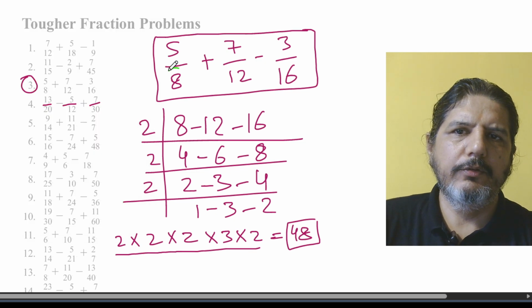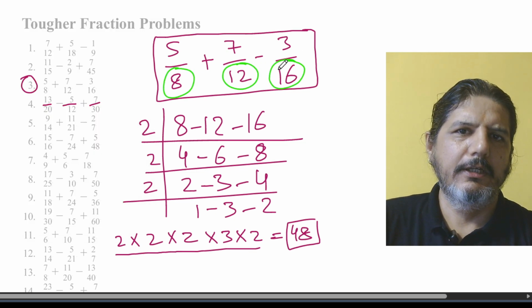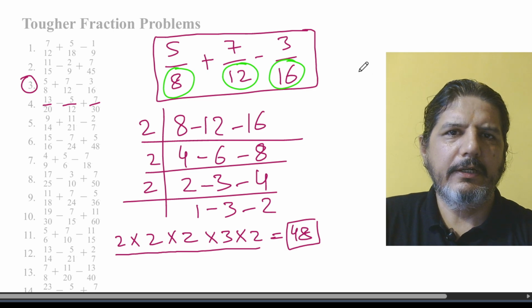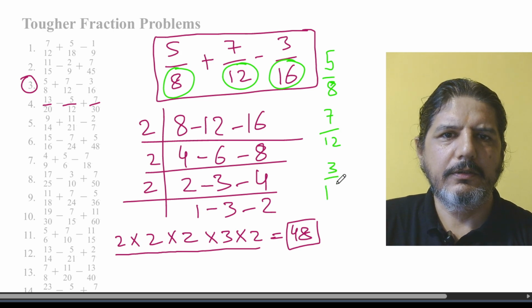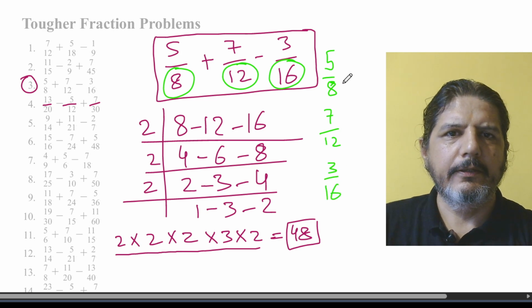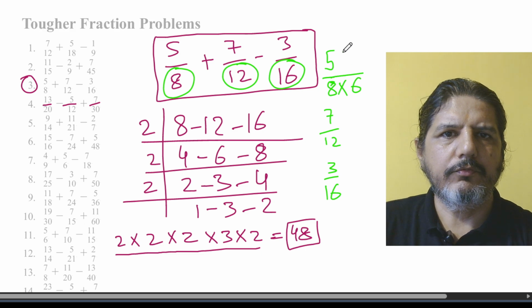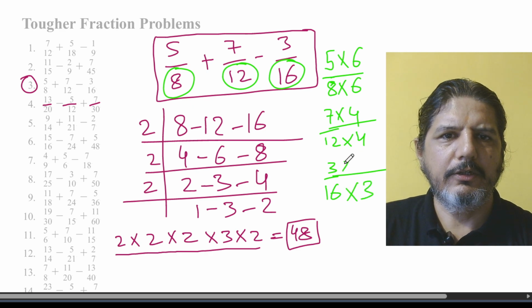The next challenge is to reduce these denominators to 48. Basically, I want the equivalent fractions of 5 by 8, 7 by 12, 3 by 16, so that the denominator is 48. So 8 sixes are 48, so 5 into 6. 12 fours are 48, so 7 into 4. 16 threes are 48, so 3 into 3. So this will be equal to 30 upon 48. This will be equal to 28 upon 48. This will be equal to 9 upon 48.